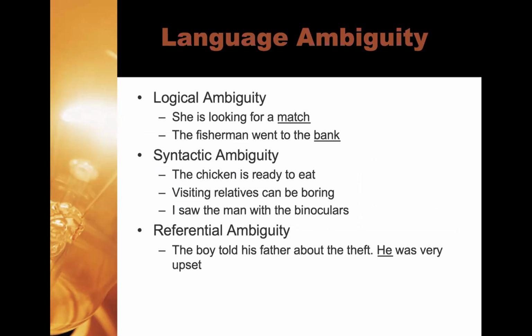Okay. The fisherman went to the bank. Which bank? Did he go to the bank where you get money, or did he go to the bank of the river? Syntactic ambiguity. The chicken is ready to eat. I think in context, when we're talking, we understand and can figure out whether the chicken is going to eat or is ready to eat, or are we going to eat the chicken, right? Again, how does a computer process that?